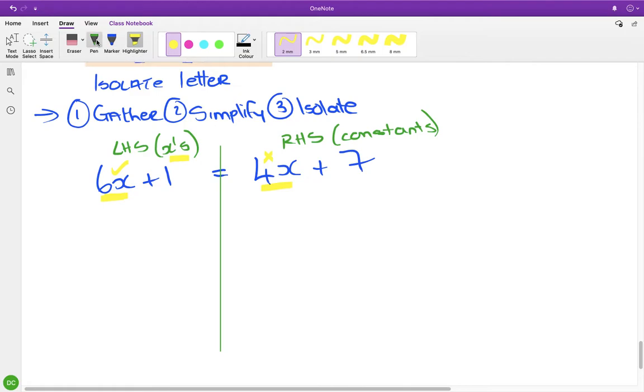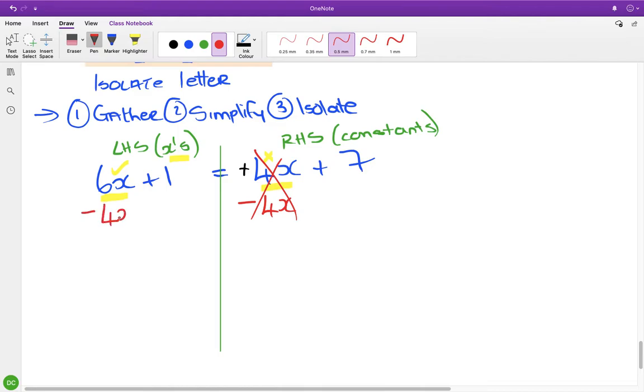How do I get rid of it? I get rid of it by using the inverse operation. So at the moment, this is a plus 4x, so the inverse operation is a minus 4x, and that will get rid of it. If I minus 4x on the right-hand side, I go over to the far side of the equals, and I balance it by minusing 4x on the left-hand side. Okay? So now let's tidy up a little and see where we're at.